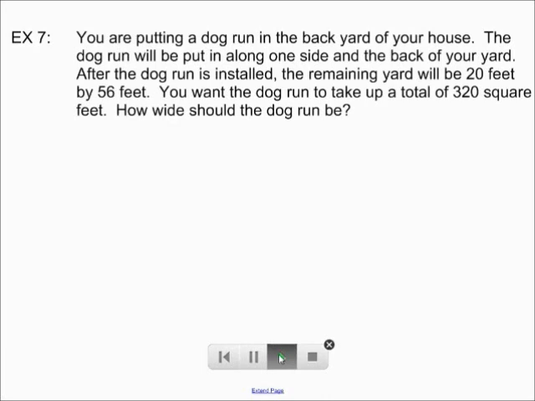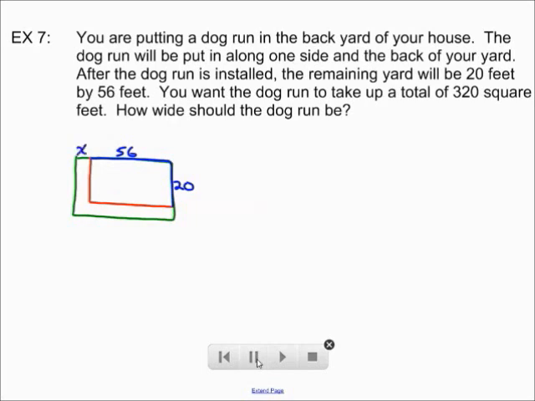Okay, so let's start by making a diagram of this. Here's our yard, nice green grass. The dog run's going to go along the side and the back. Okay, so now that probably gives you a better idea of what we're looking at. The remaining yard is going to be 20 by 56. And we're trying to figure out how wide the dog run should be. It's going to be a uniform width all the way across.